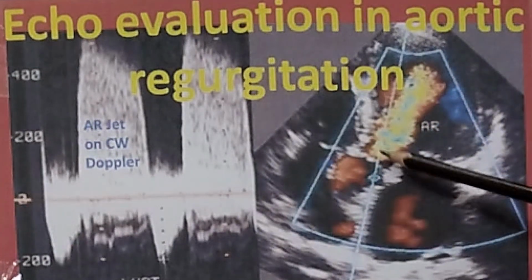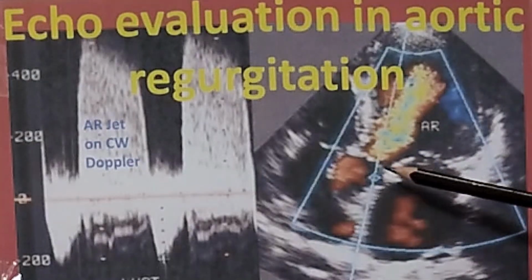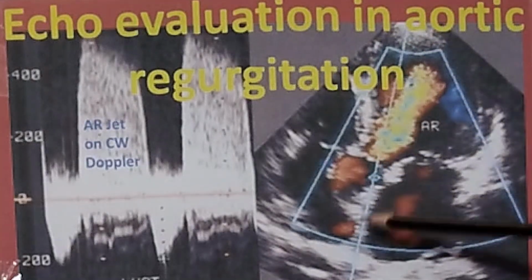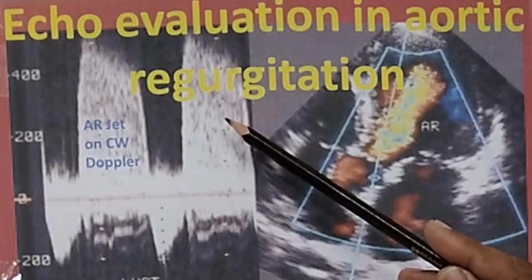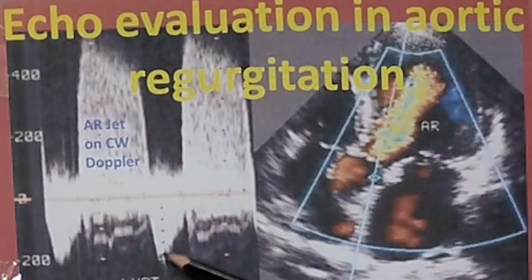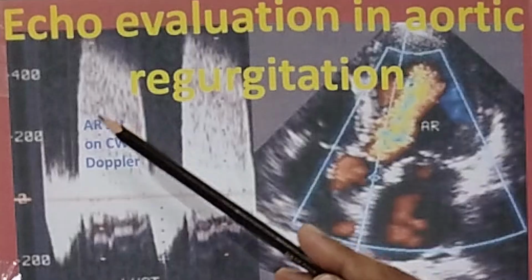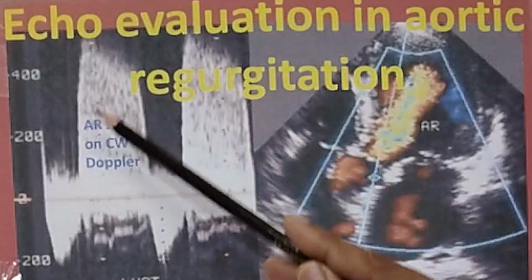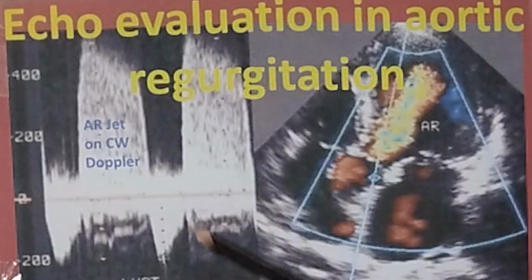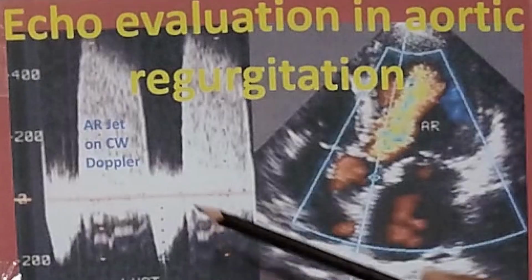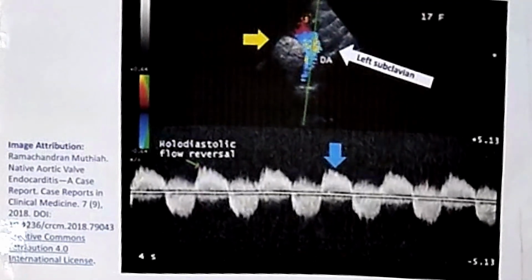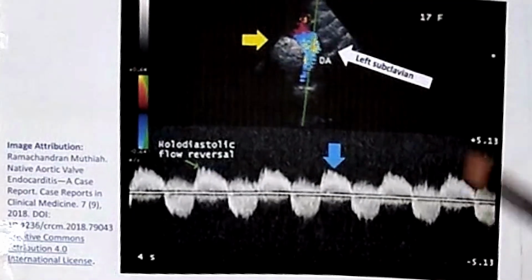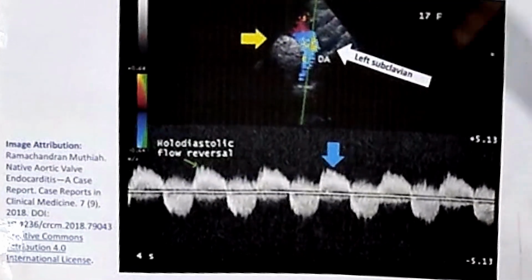You can see that the aortic valve is in closed position, and the CW cursor has been placed here going through the jet, and you will get this is the forward velocity, and this is the reverse flow. Aortic regurgitation jet in diastole. This is systolic.